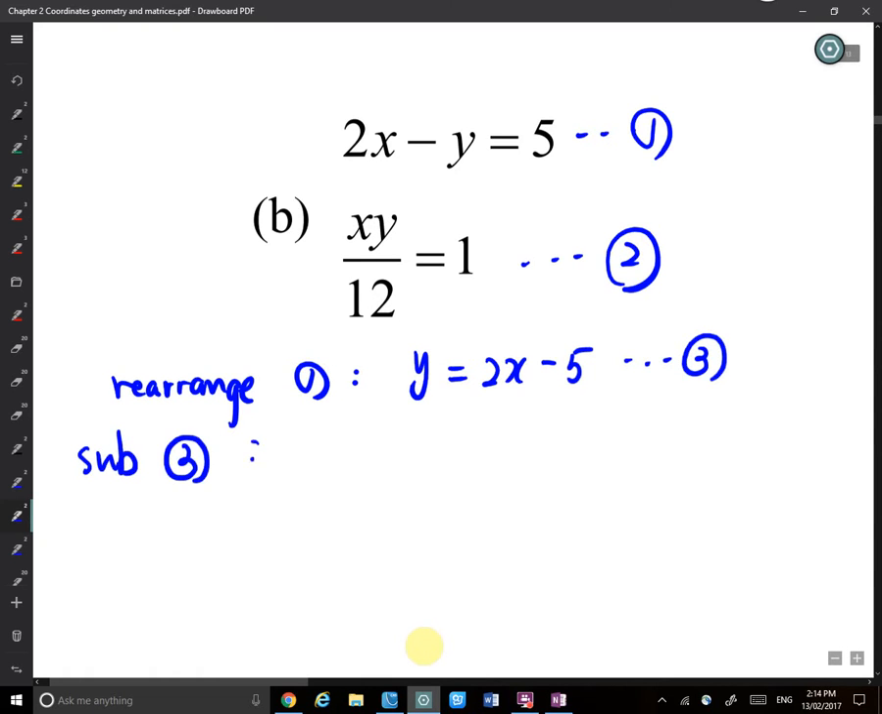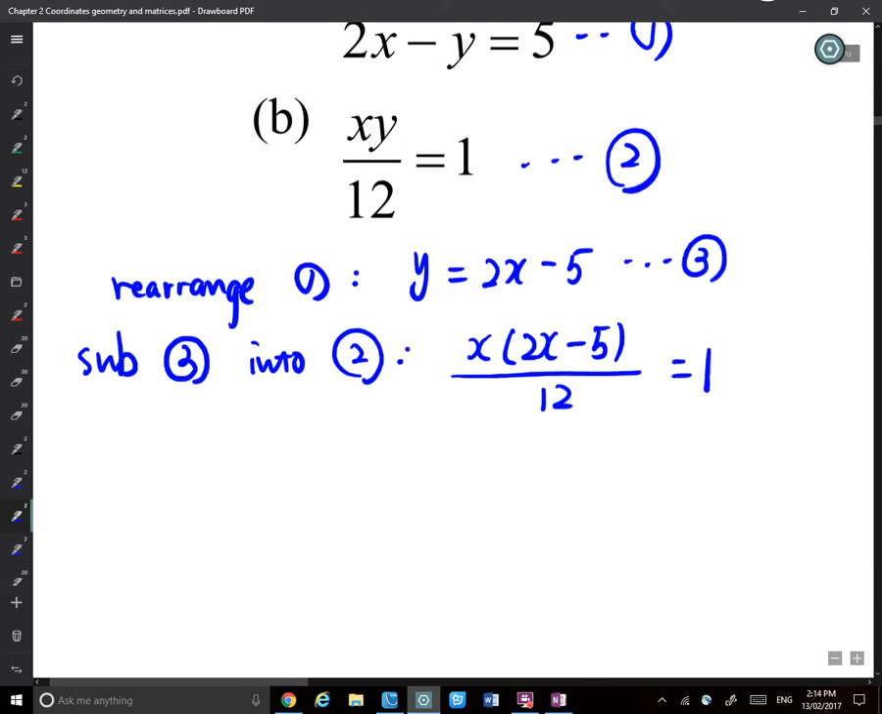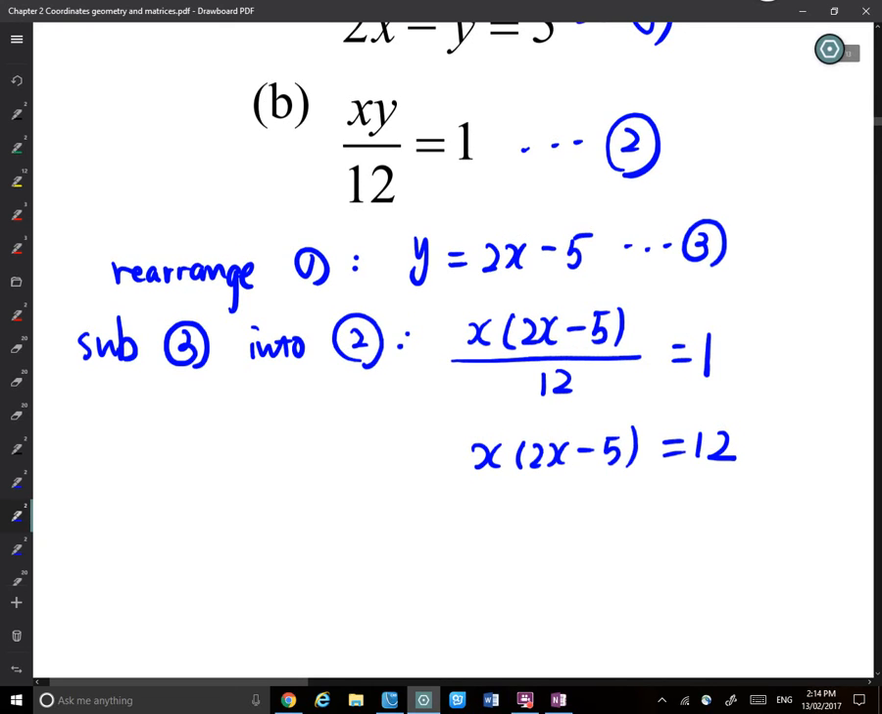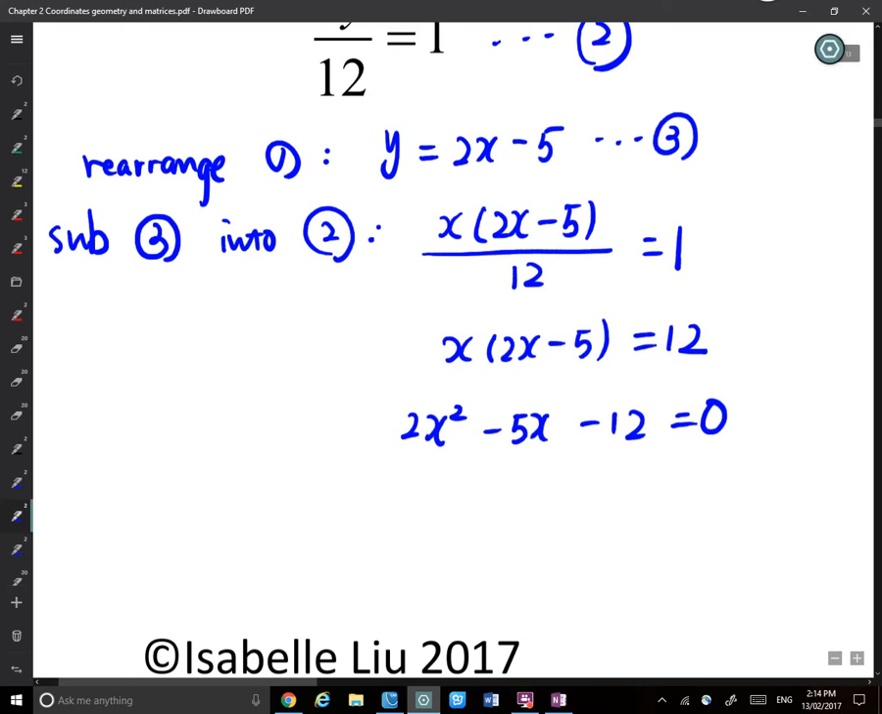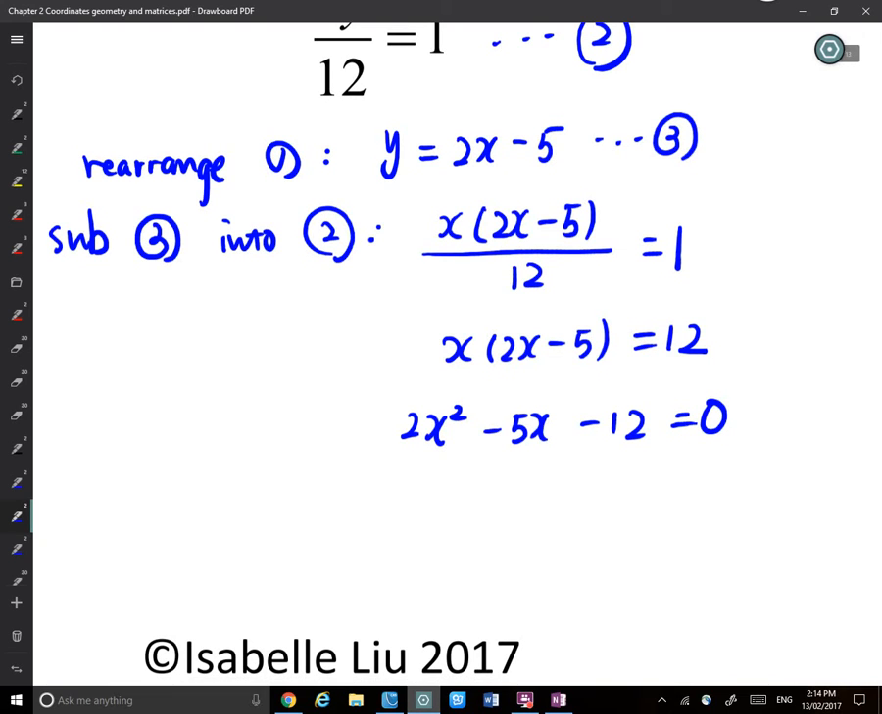I'll substitute 3 into number 2. So x times y, which is 2x minus 5, equals 12. Sorry, x times (2x minus 5) will be 12. That's a quadratic. So it's 2x squared minus 5x minus 12 equals 0. Okay, how do we make 5 by using 2 and negative 12?